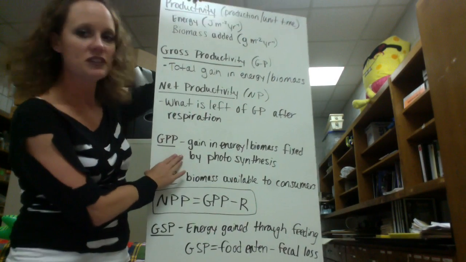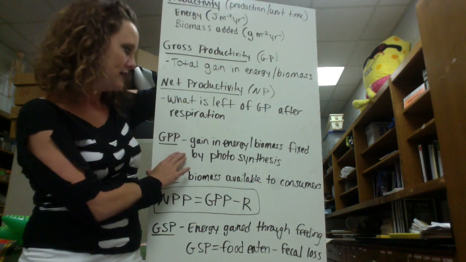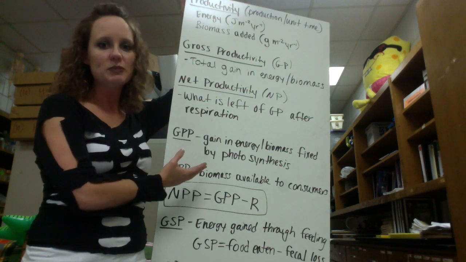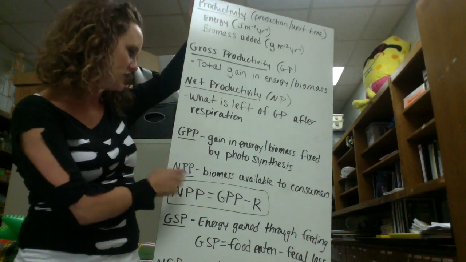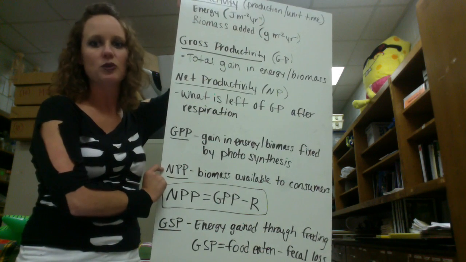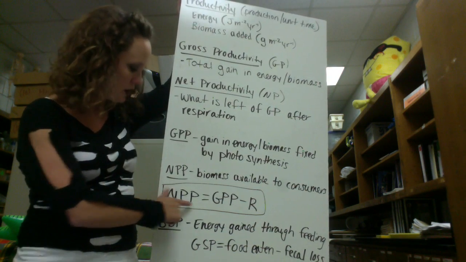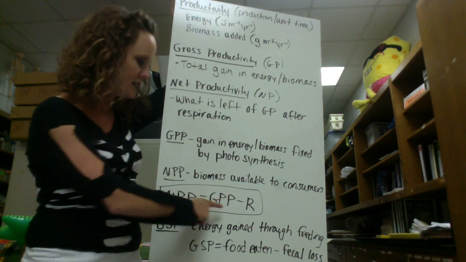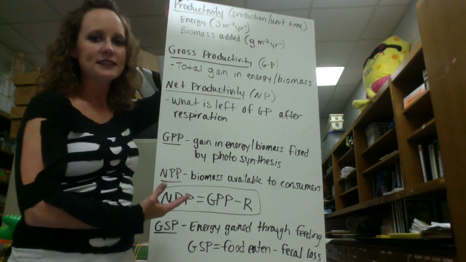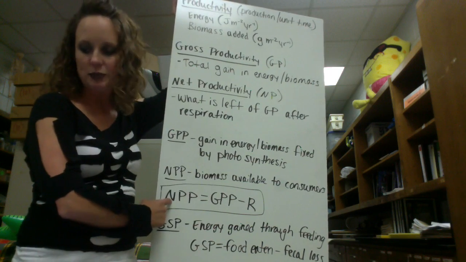So what we have here is our definition. Gross primary productivity is the gain in energy or biomass that's been fixed by photosynthesis. Now the plant itself is going to use some of that energy for respiration. So the net primary productivity is what is left that's available to the next trophic level, our primary consumers. So the way that we can calculate that, if we want to know what our net primary productivity is, it's the gross primary productivity minus the respiration. And I can rewrite this to, if I want to know what gross primary productivity is, it's net plus respiration.